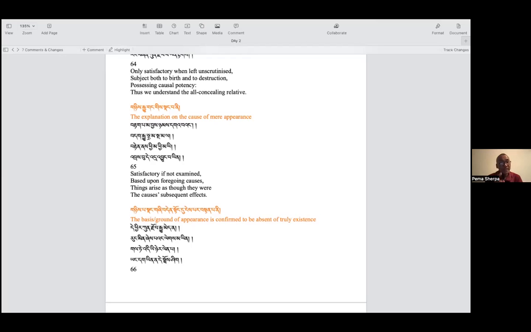So that unexamined, when you do not really scrutinize, at that point things appear to come to exist through cause and condition, the dependent nature, dependent arising. There's a cause and there is a result, and the cause comes before and the result comes after. So the cause is different from the result, and the result is different from the cause.